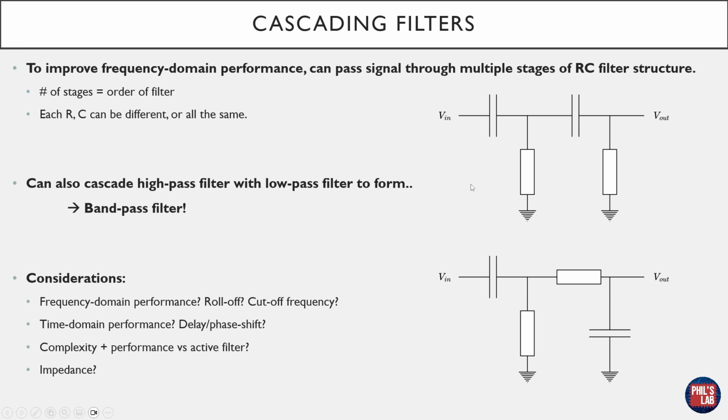What we can also do, as we've looked at low-pass filters before, is cascade high-pass filters with low-pass filters to form a bandpass filter. And that's what you might see in the bottom right-hand side, where we have a low cutoff frequency and a high cutoff frequency, and we only let a certain band of frequencies through. Again, we have to consider many things: the frequency domain performance, roll-off, cutoff frequencies, time domain performance, if we get delays and phase shifts. And again, I'd like to illustrate complexity and performance versus an active filter. Oftentimes, an active filter might be the better choice compared to cascading filters.